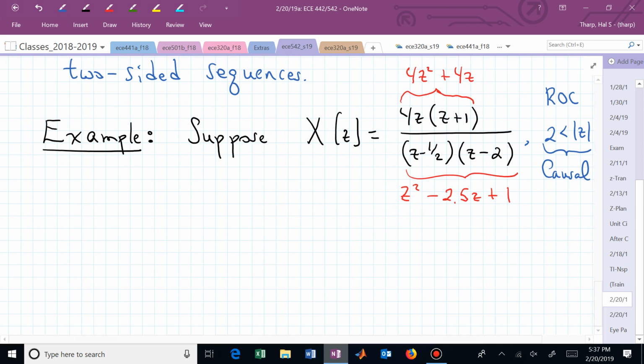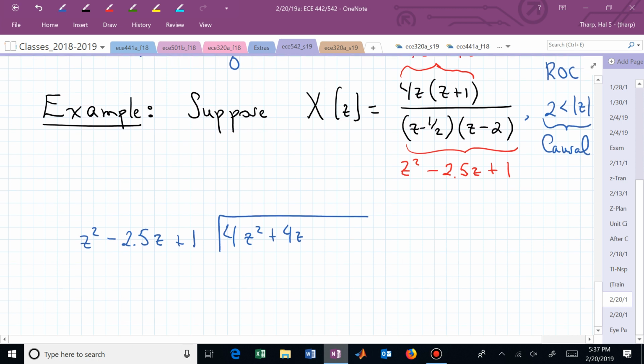We can now use whatever way you learned how to divide polynomials. Let me just write it down as a long division problem. We have the numerator under the division symbol, and the denominator dividing into it, which is z squared minus 2.5z plus 1. We now perform the division.